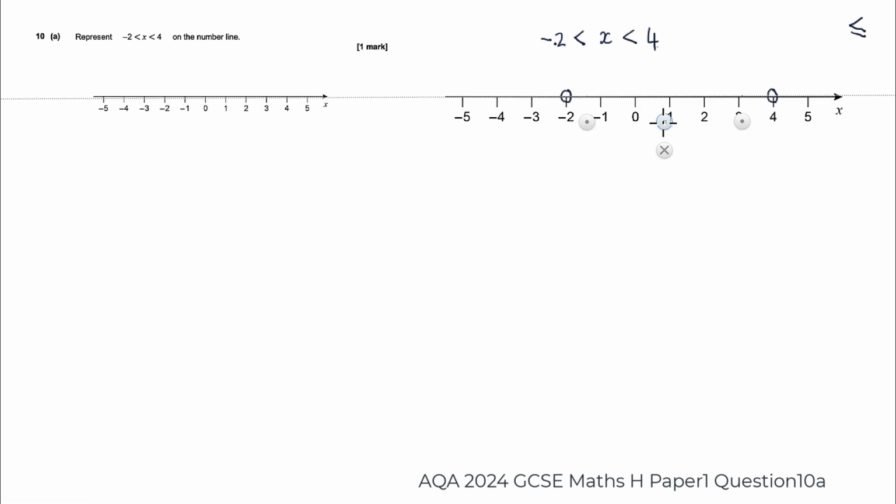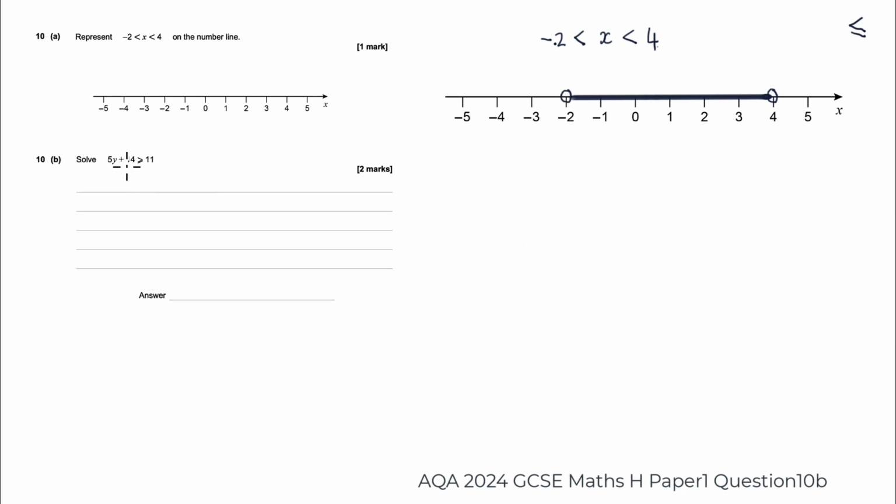And we can now draw a line between these two empty circles. So there it is, the number line indicating that we want all the numbers between -2 and 4, but we do not include -2 and we do not include 4. So that's part A. Let's move on to part B, and we're given an inequality to solve this time.